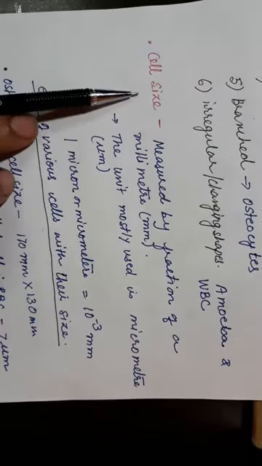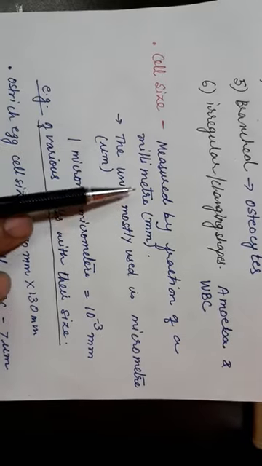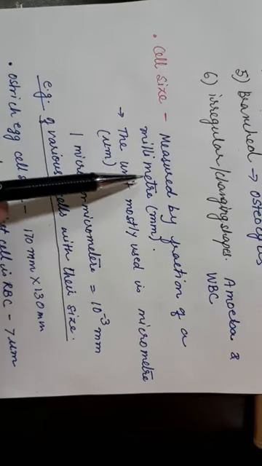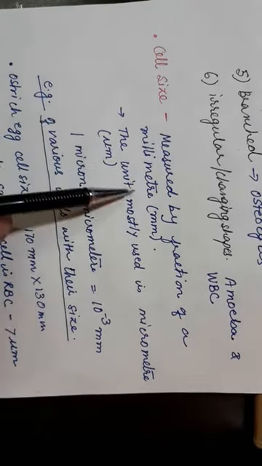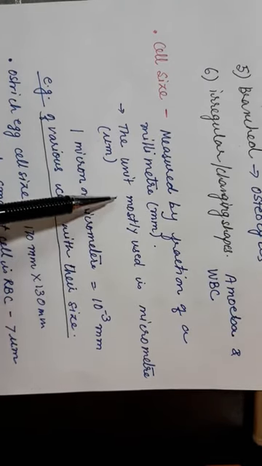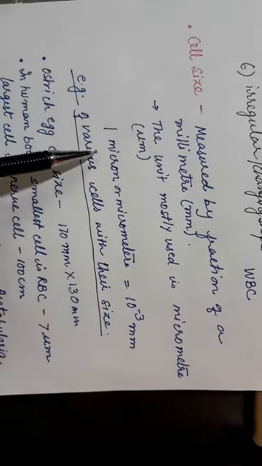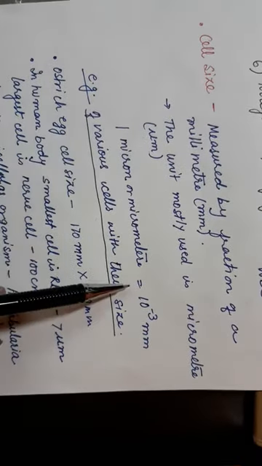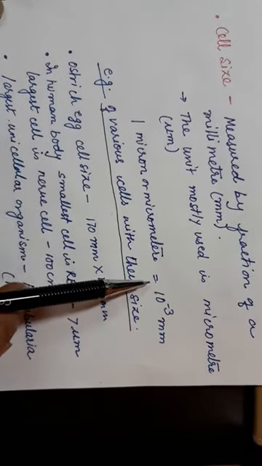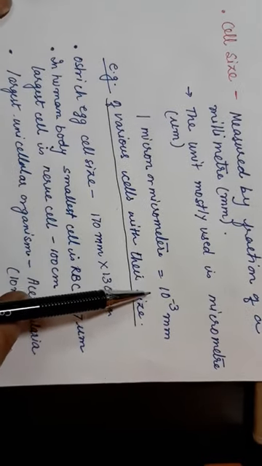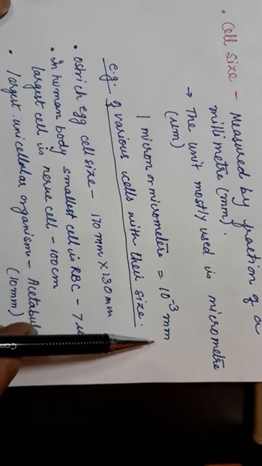Now cell size also varies from organism to organism. It is measured by fractions of a millimeter. The unit mostly used is the micrometer or micron. 1 micron is a very small unit which is equivalent to 10 to the power of -3 millimeter.